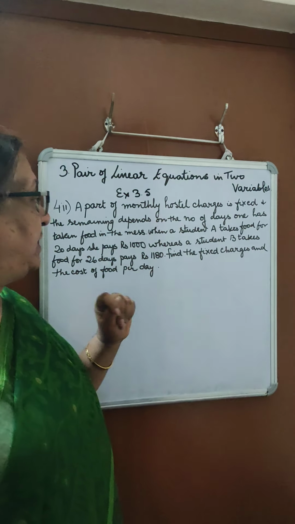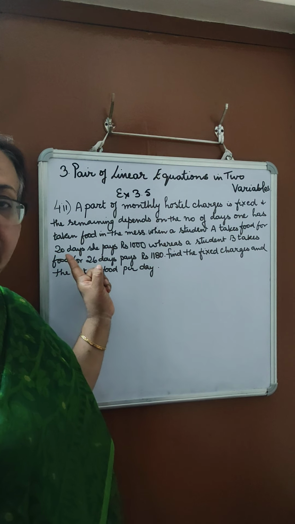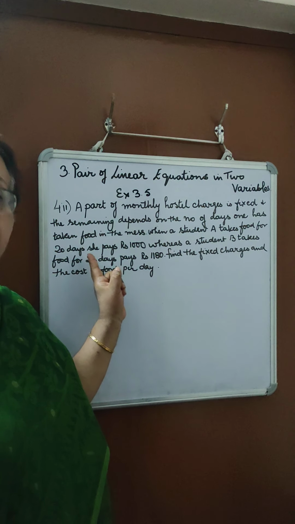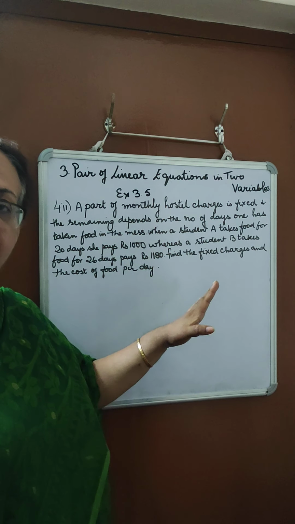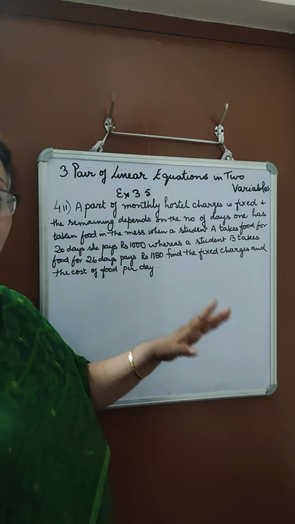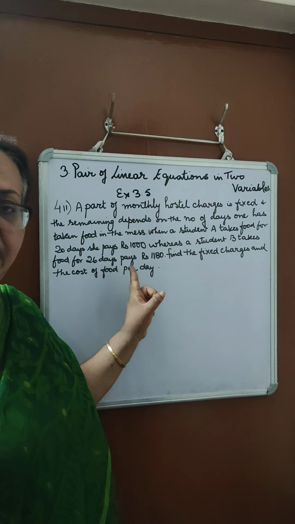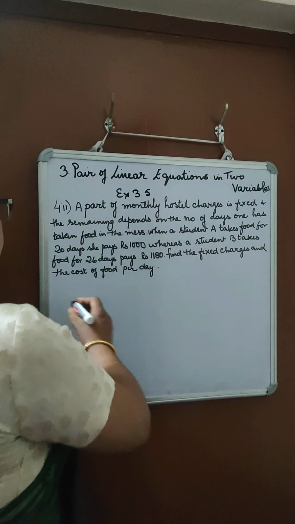Okay, so what is said here? The first student takes food for 20 days, so the remaining charges will depend on the 20 days that she has taken food, and for the second one the fixed charge is fixed and the remaining will depend on the food that she has taken for 26 days. Okay, so how do we start? We start it this way: solution.